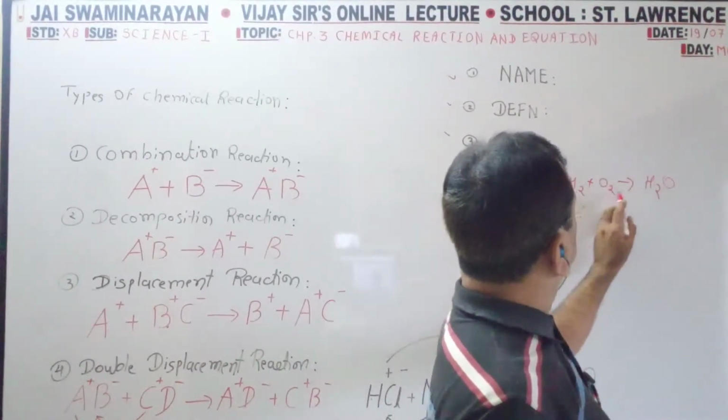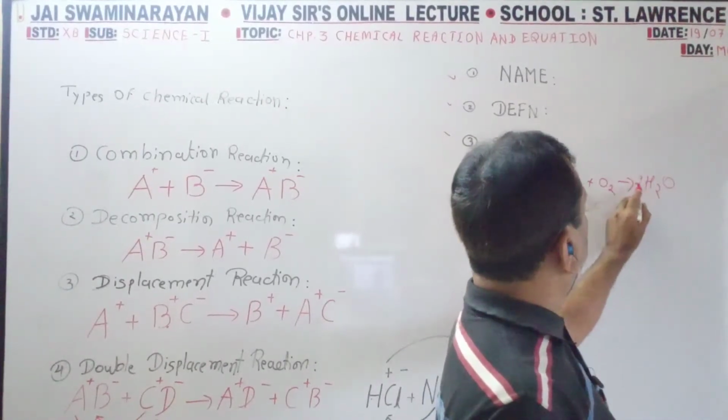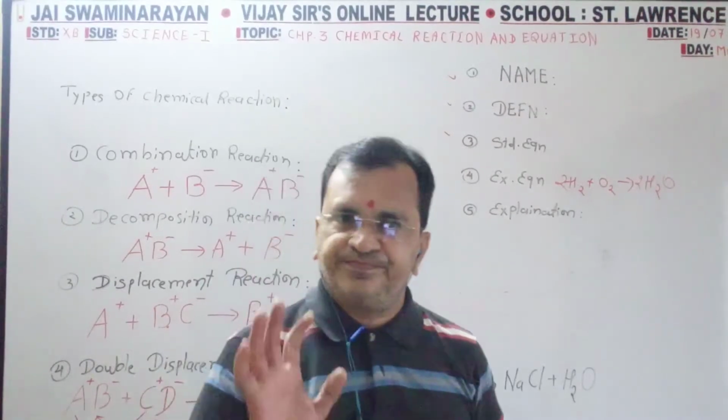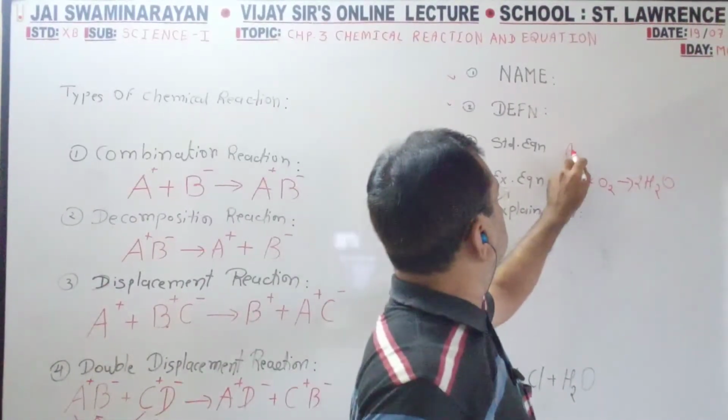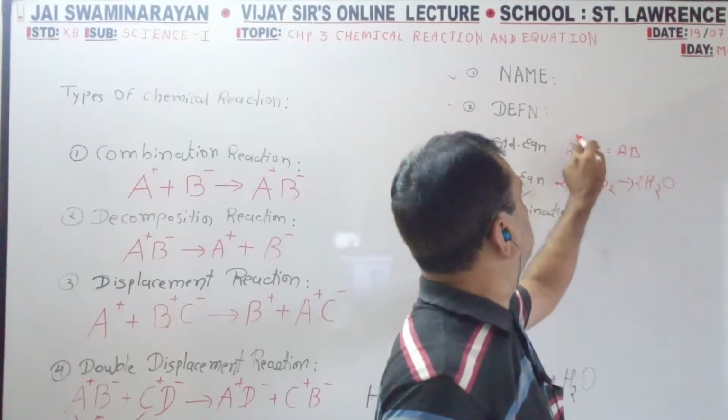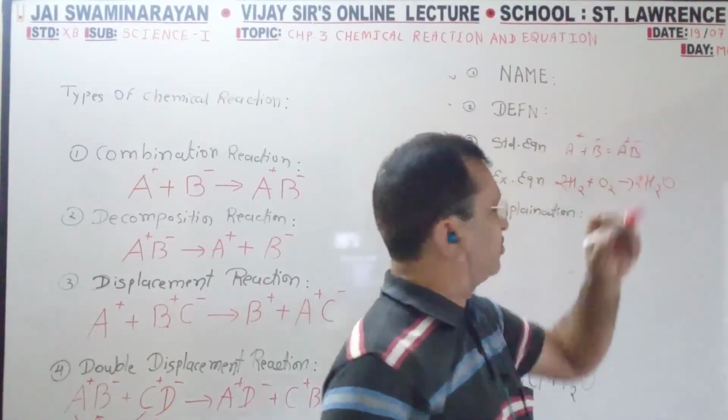Now oxygen is 2. Oxygen here I will make 2, but 2 2s are 4, so 2 I will write. This is a balanced equation. Here I will write A plus B. Right, plus minus plus, no problem.